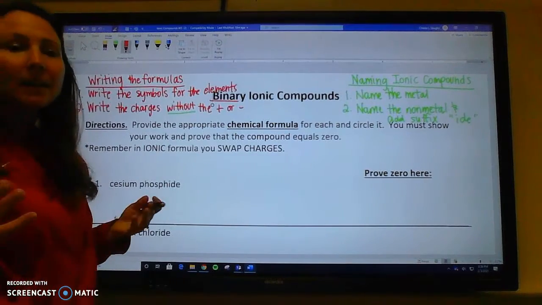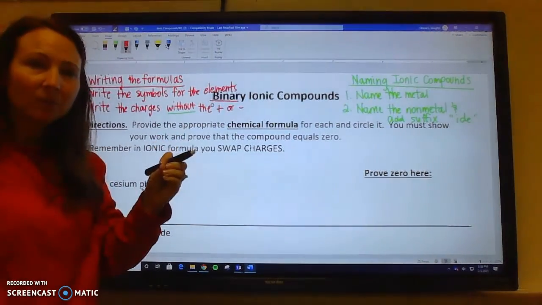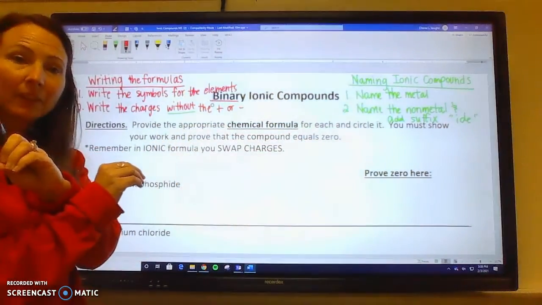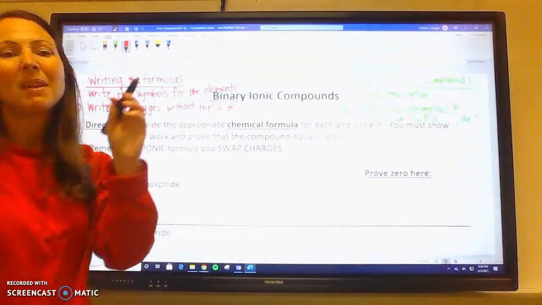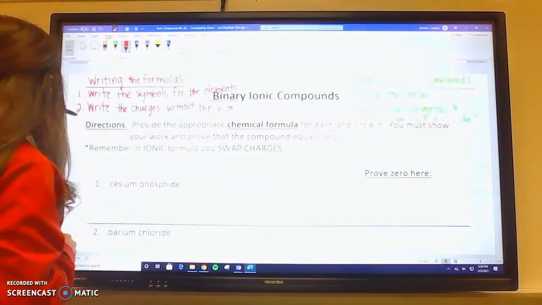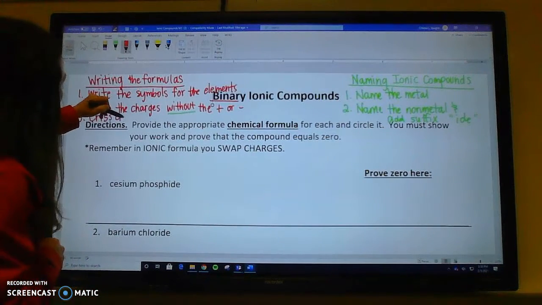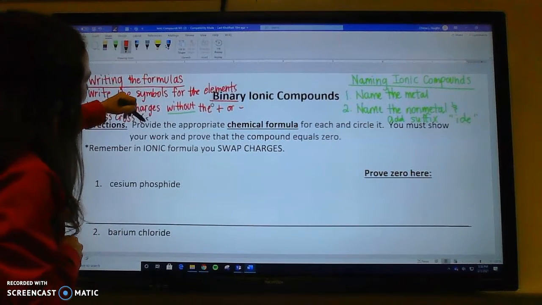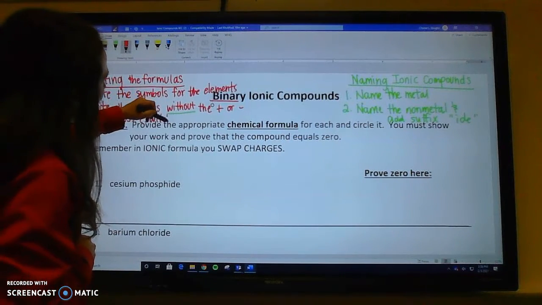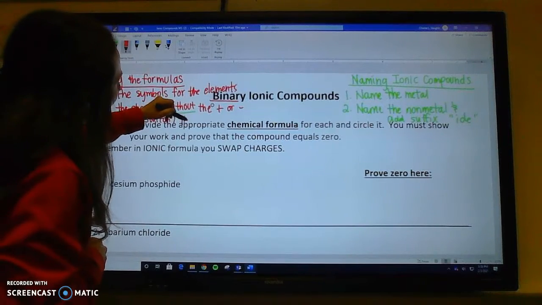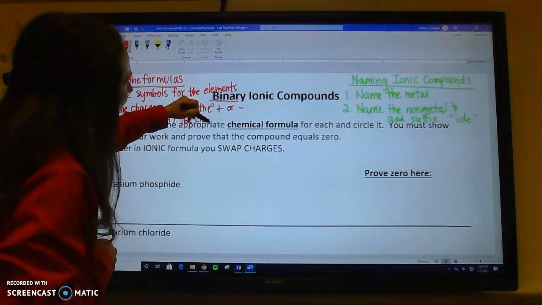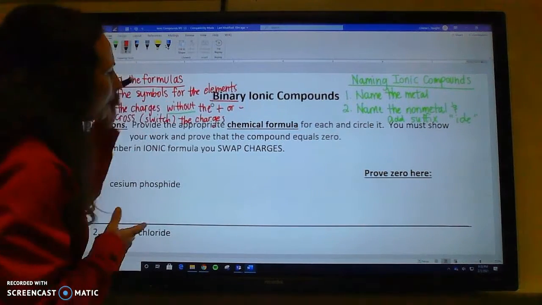Last thing is you're just going to take those numbers and switch them. Okay, I call it crisscrossing. Makes kind of like an X. So crisscross or switch the charges or the numbers.